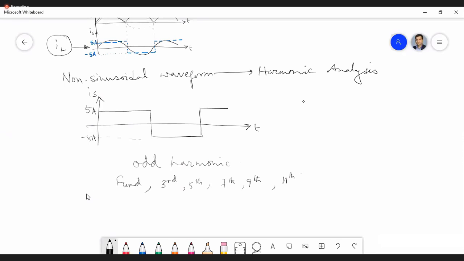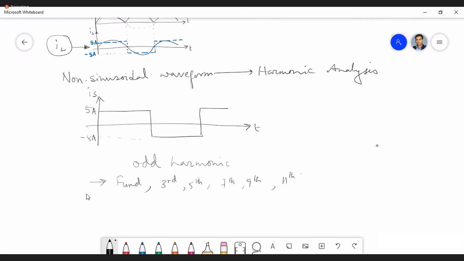So better you go for the Fourier series and find out; that will be your home task. What is the exact content of this particular square waveform? You have to find out with their corresponding weights, the weight of the third harmonic, the weight of the fifth harmonic, the weight of the fundamental, etc. First, you have to find out those.